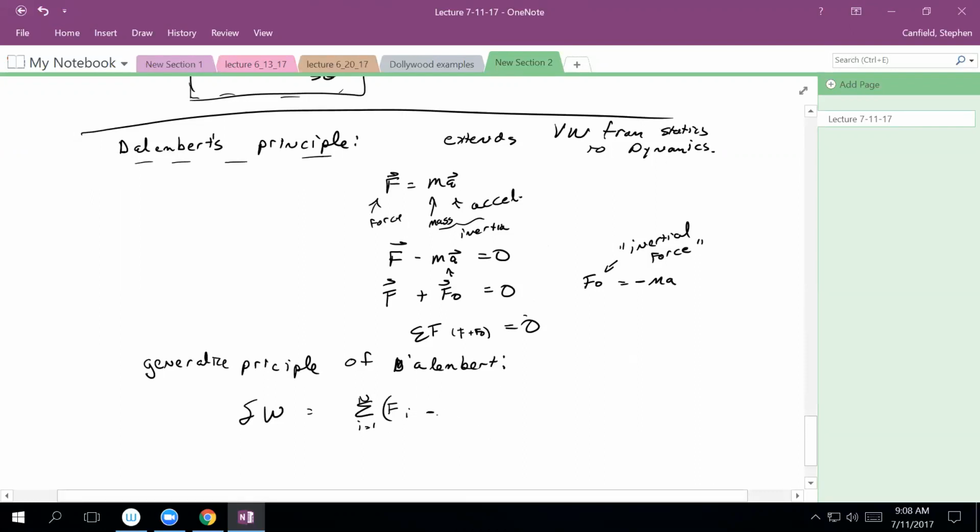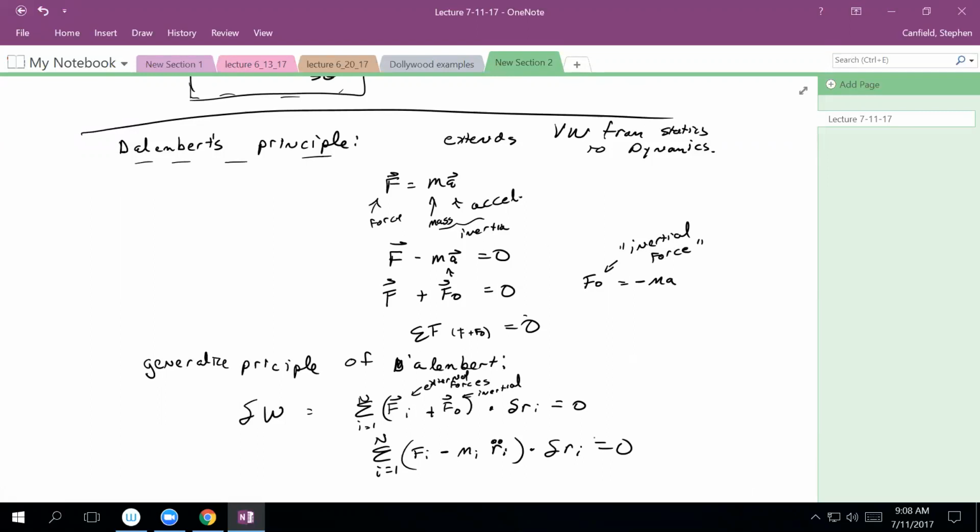Oops. F sub i plus the F sub O. That's what I wanted to say. So it's F sub i, this is the external forces, or the active forces, and this is the inertial forces, dotted with our virtual displacement equals zero, or sum over i equals one to cap N, F sub i minus m sub i times the r sub i double dot. That's how I'm going to write the acceleration, dotted with the virtual r sub i equals zero. So that's basically the idea of Dalembert, or generalized principle of Dalembert.